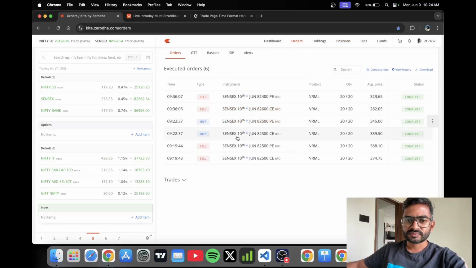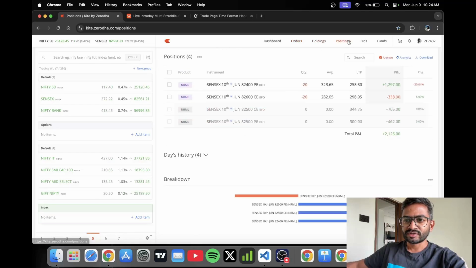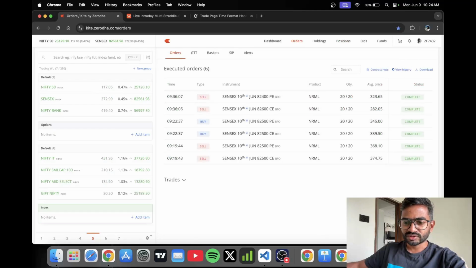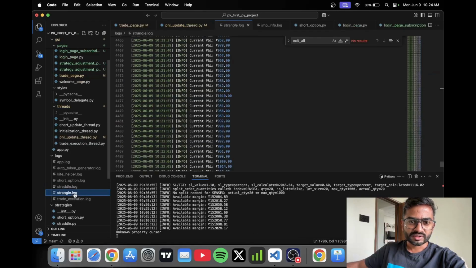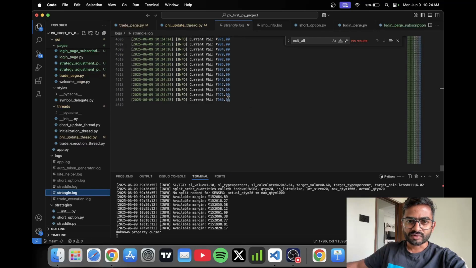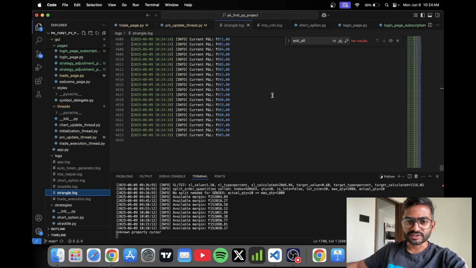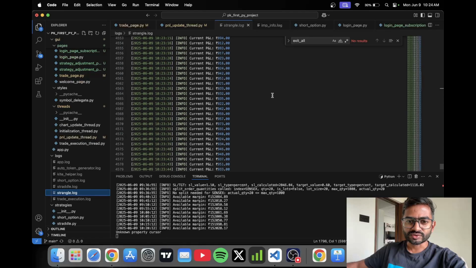here it is, 922 and precisely 37 seconds, right? And here you can see now we are almost closing on the profit target of this as well. I'll show you in the logs. So this is a strangle. Now this is the current PNL, it is updating every second, and as soon as our target is hit it will exit. And what is our target?